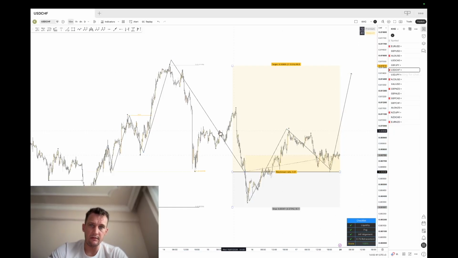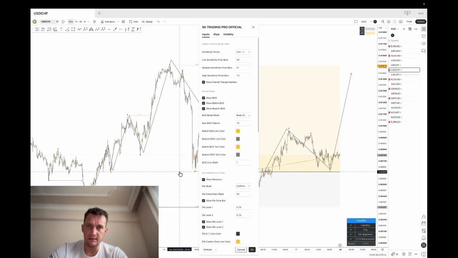See, the sensitivity is low sensitive. It's a larger structure. So this is more of a market that doesn't move as frequently. Trading high and medium is a lot riskier, so I don't trade these two sensitivities. I usually go for low, larger structure.